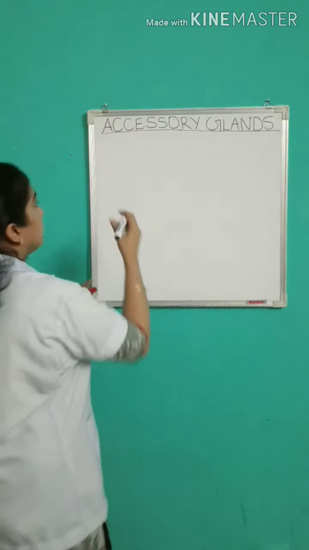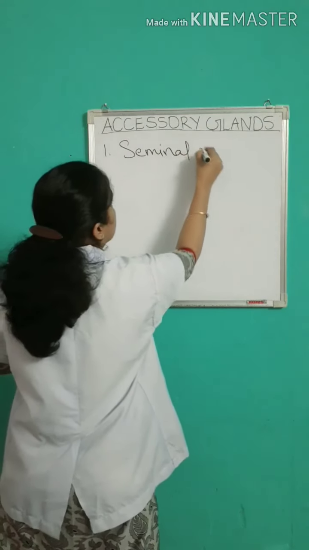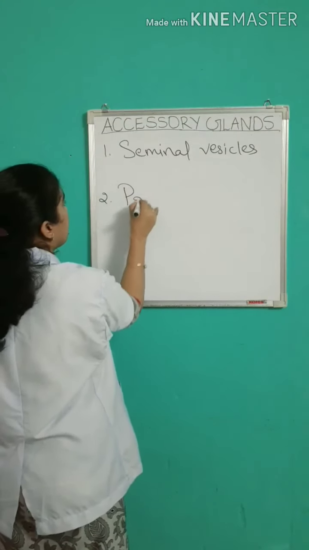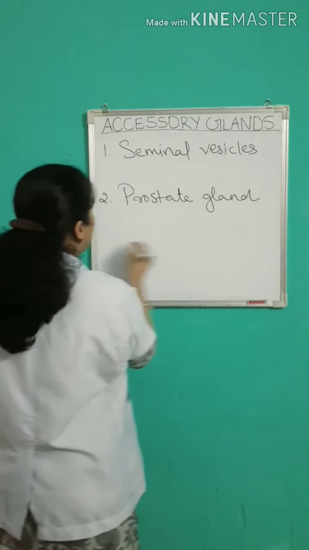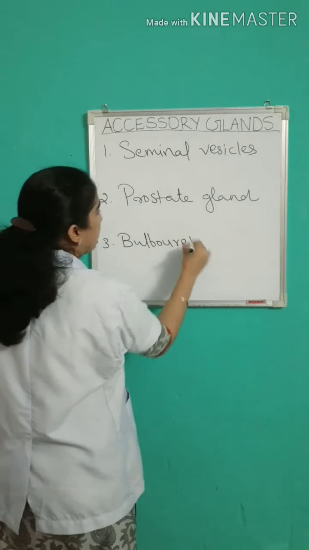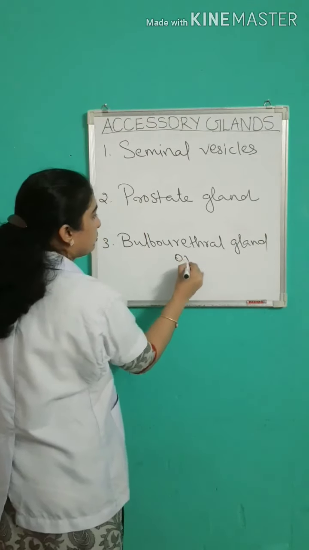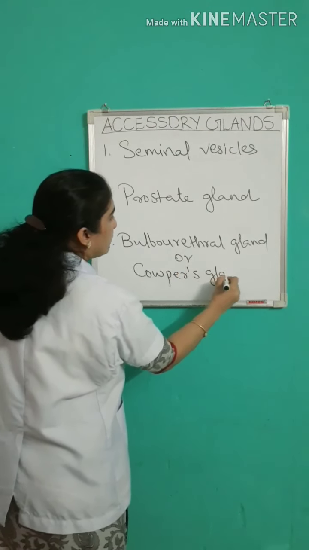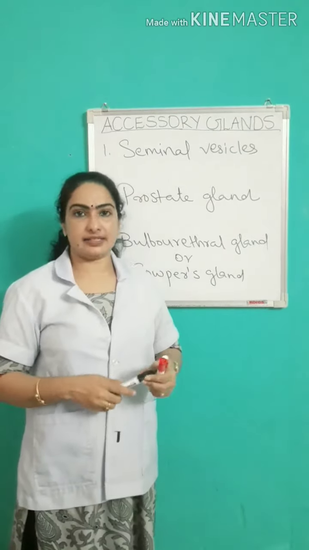So the main accessory glands are seminal vesicles, and the second one prostate gland, and the third one bulbourethral gland, which is also known as Cowper's gland. So these are the three major accessory glands.